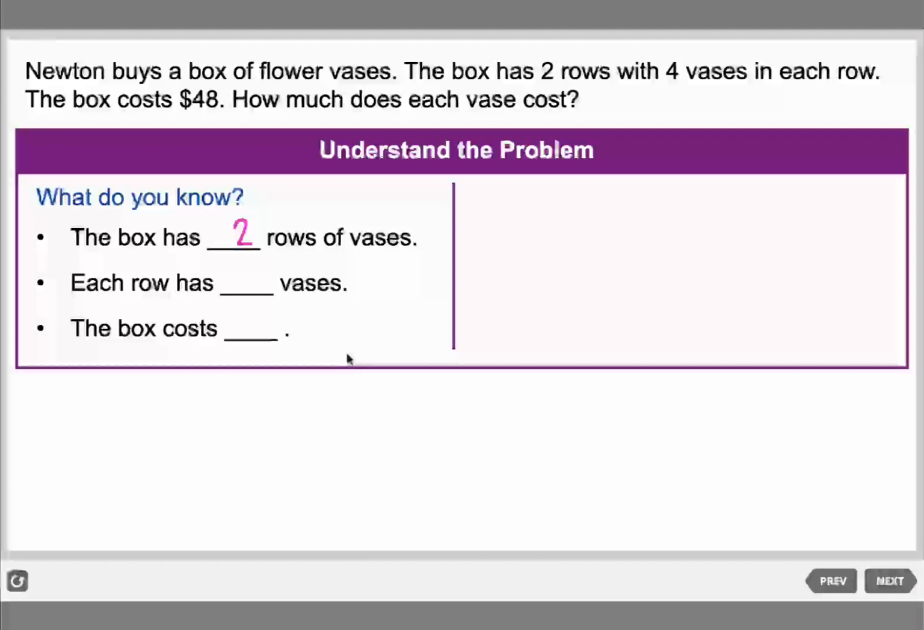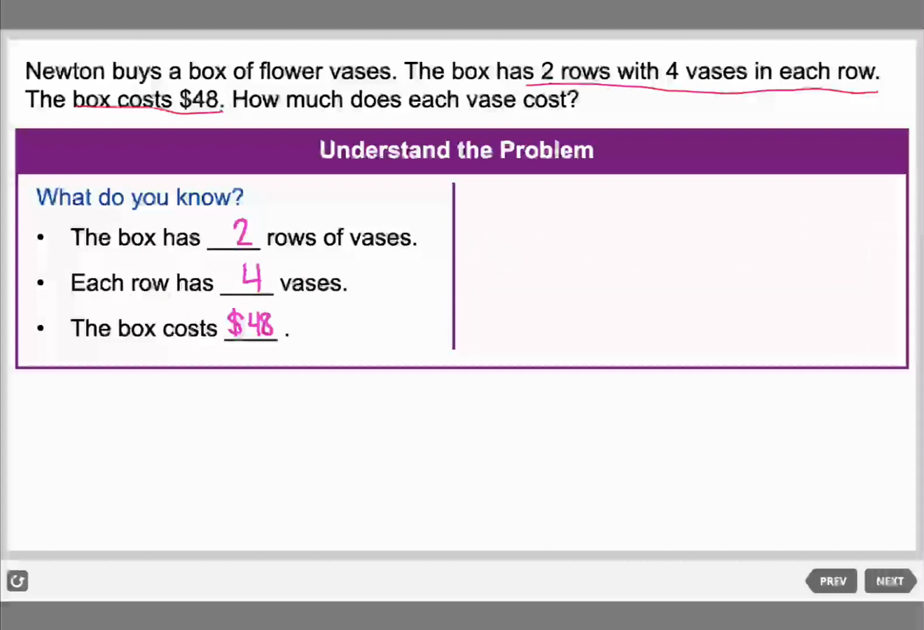And each row has how many vases? Four. Great. And we know also the box costs how many dollars? 48. Yes, great work, Faris. So, as you see here, my heroes, we have the box has two rows with four vases in each row, and the box costs $48. So, that's what you know.